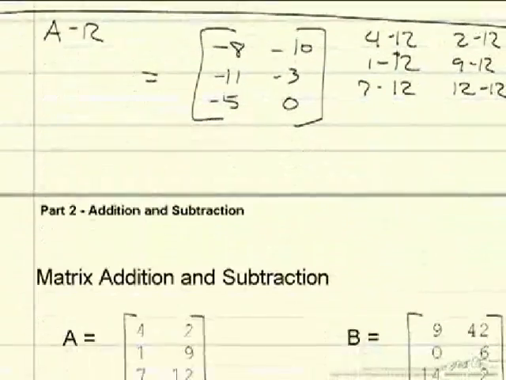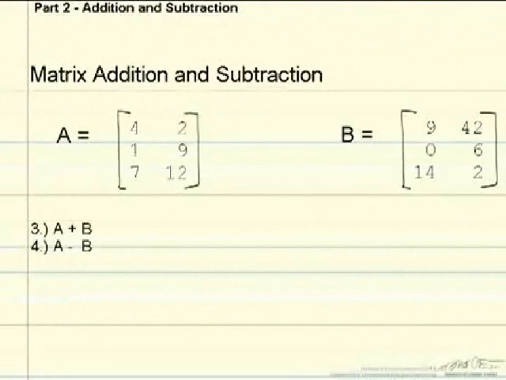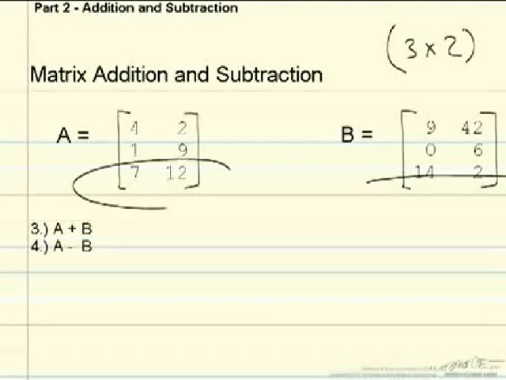So, the next part is matrix addition and subtraction. This is where you're adding and subtracting two whole matrices. One of the most important things to remember about this is that you need two matrices that are the exact same size. Both of these matrices are 3 by 2. If, for example, matrix B was only a 2 by 2, you would be unable to add or subtract either of these since you have an extra row in matrix A that's not part of matrix B.